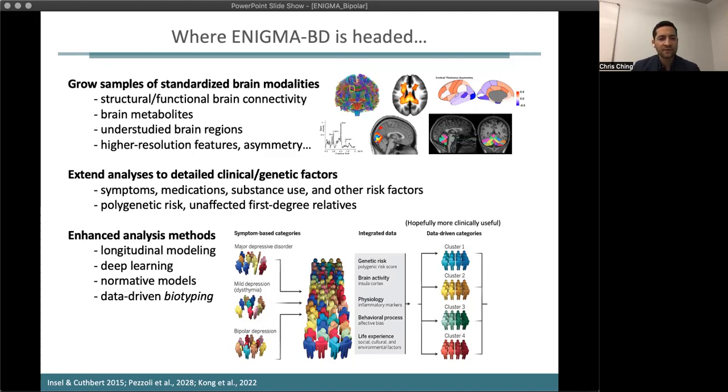And we have another set of really exciting studies looking at unaffected first-degree relatives of individuals with bipolar disorder, really to try to pull apart what we think are the strong genetic factors that influence this illness.